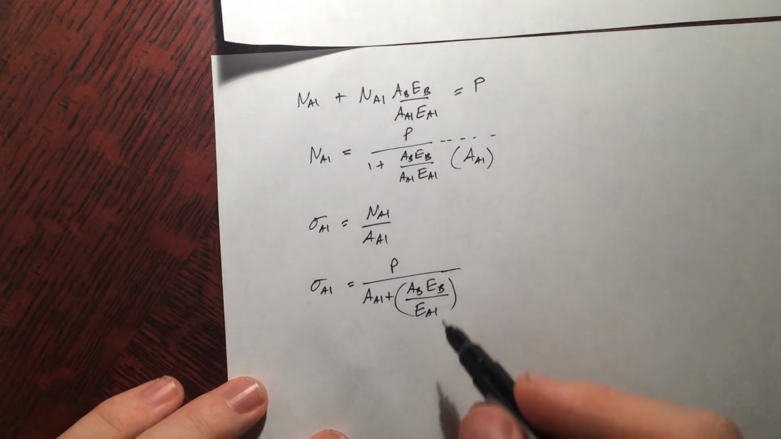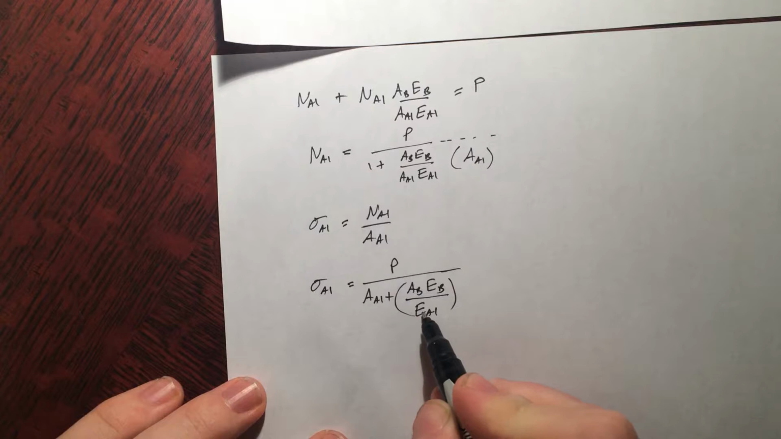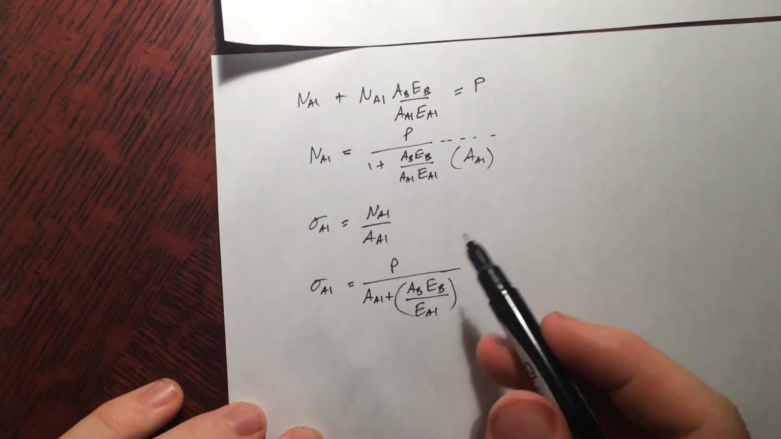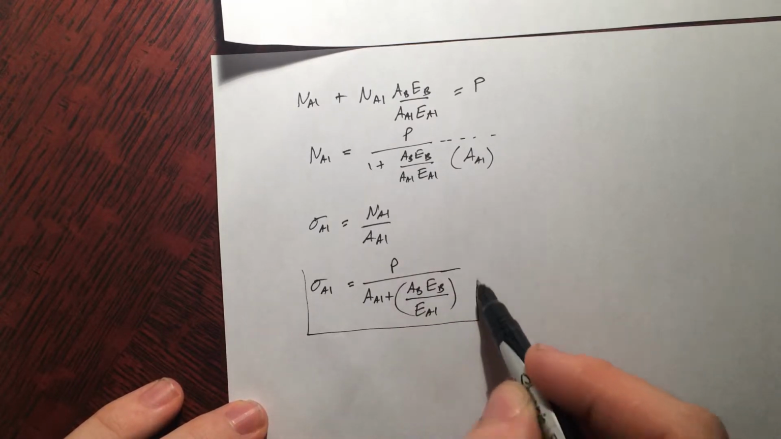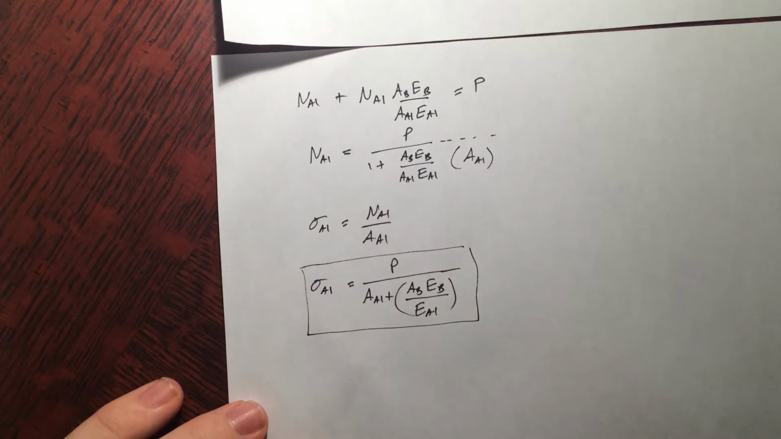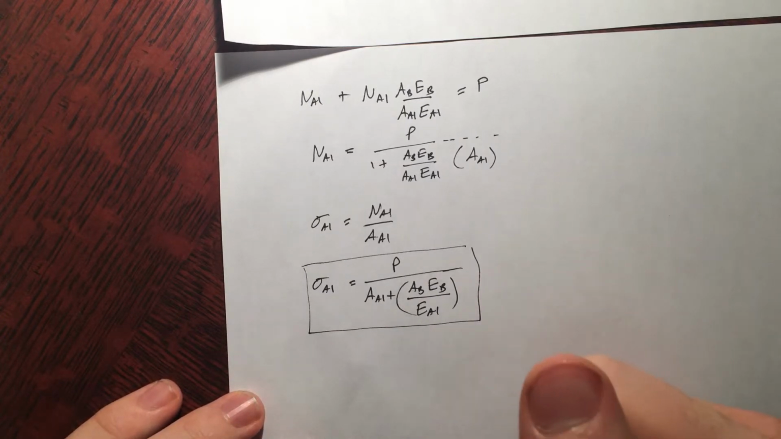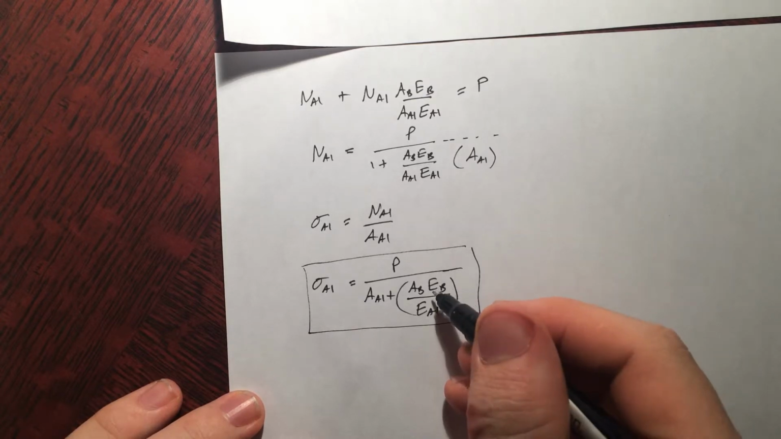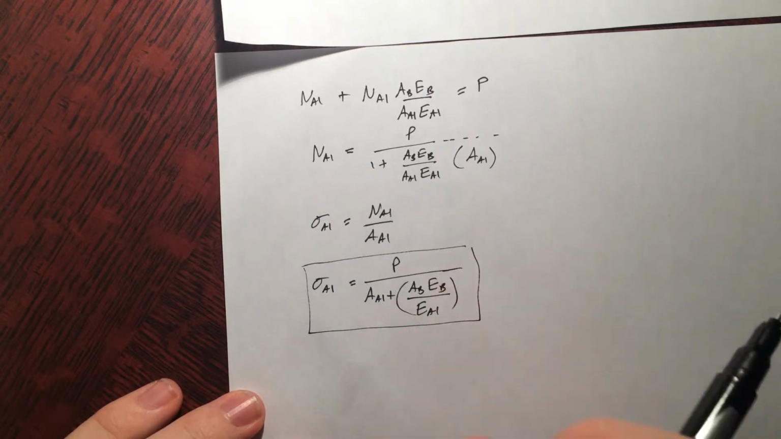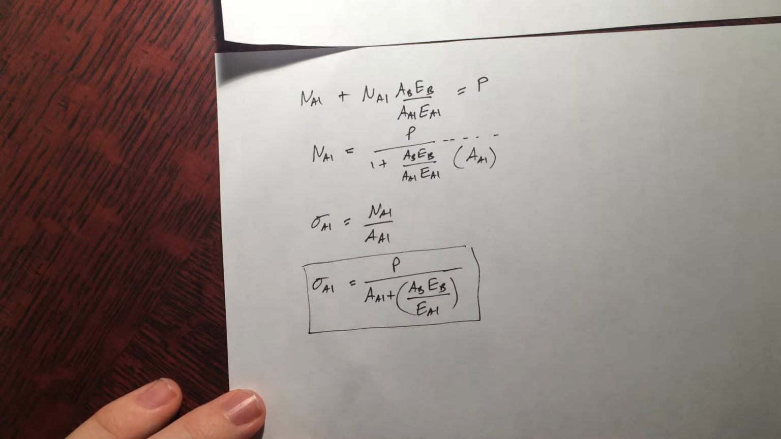I like to keep this denominator in the bottom. If you want, you can get rid of it by multiplying top and bottom by E of the aluminum, and then you'll get some other ratio. I myself like to keep it like this. It allows me to make comparisons. So if I would say, what if E_B equals E_AL, what would happen then? It makes it easier to think about what this equation changes if you have it like this in the denominator.